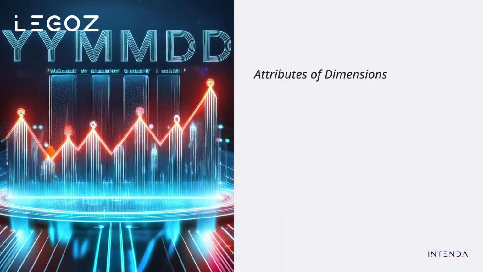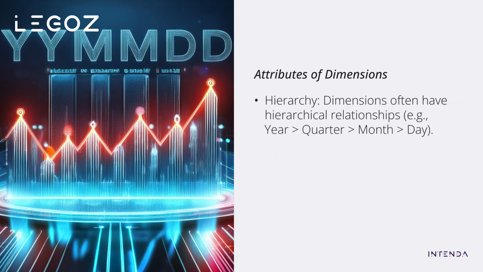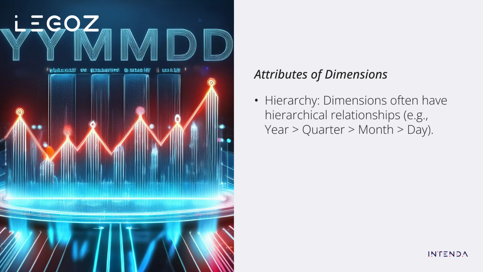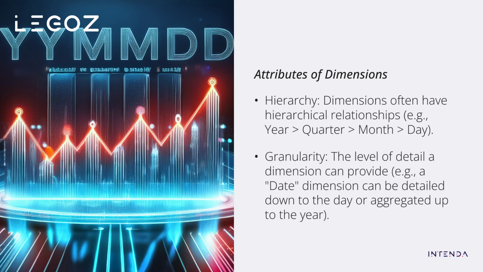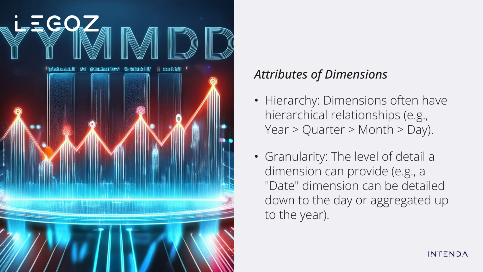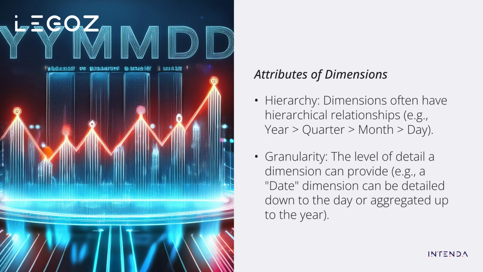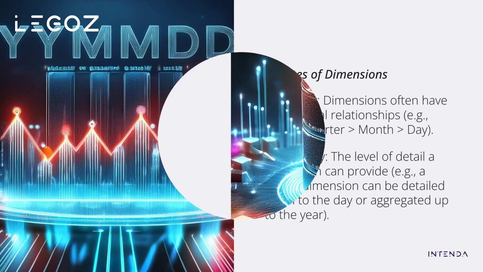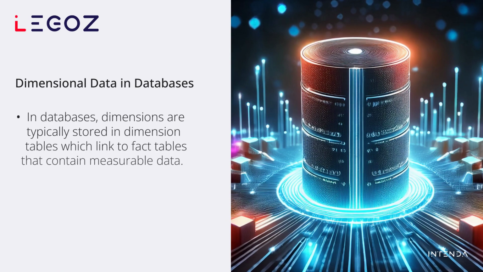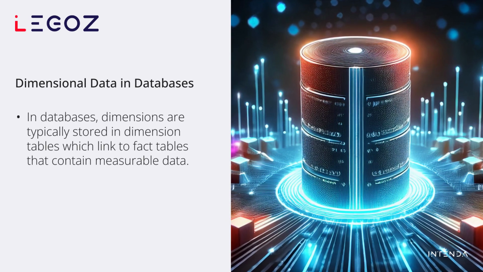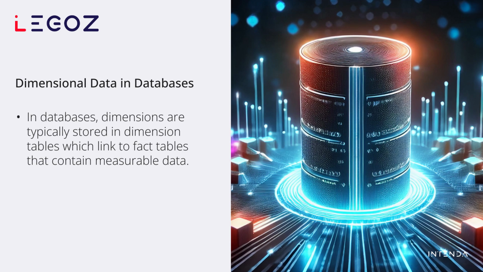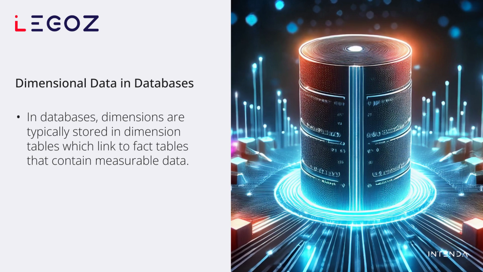Dimensions have some unique attributes. These include the fact that they often have hierarchical relationships, for example, year, quarter, month, and day. They also facilitate different levels of granularity. For example, a date dimension can be detailed down to a day or aggregated up to a year. In databases, dimensions are stored in dimension tables that are linked to fact tables containing measurable data.